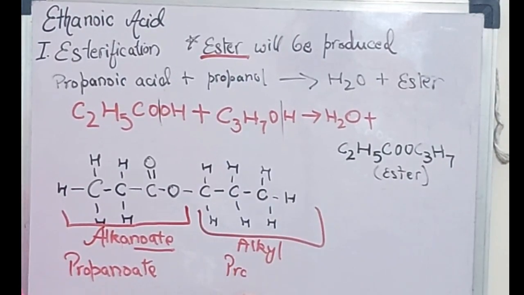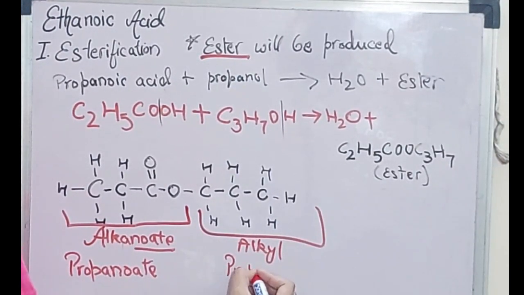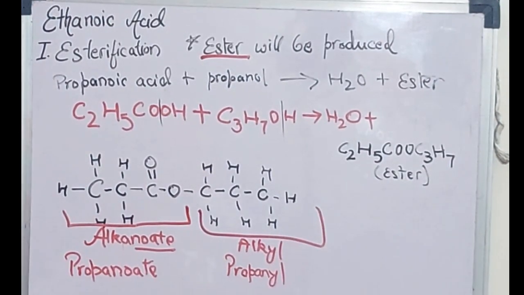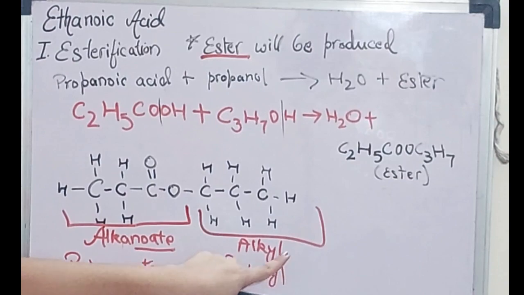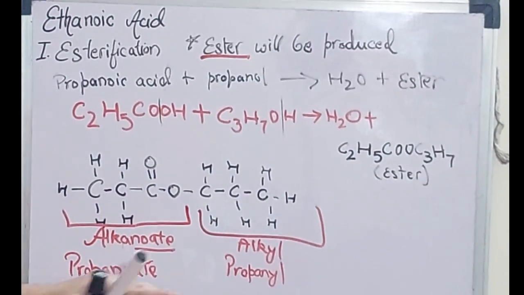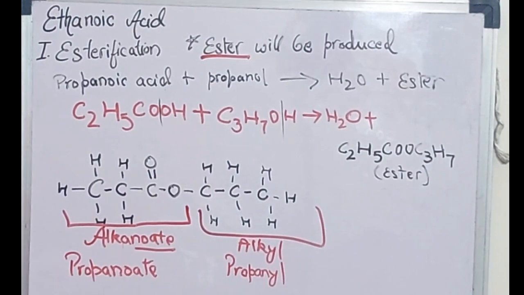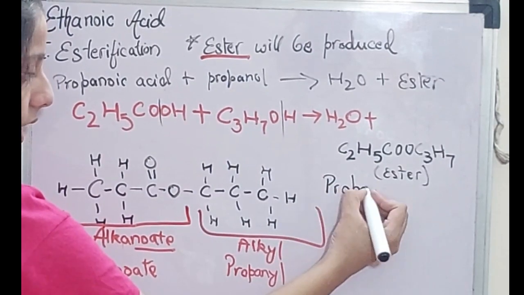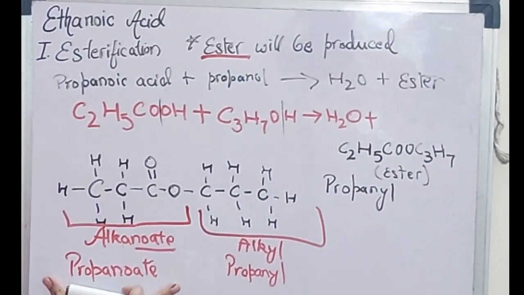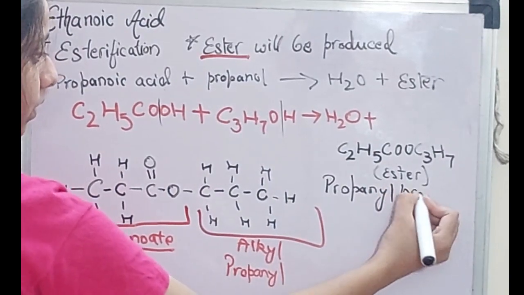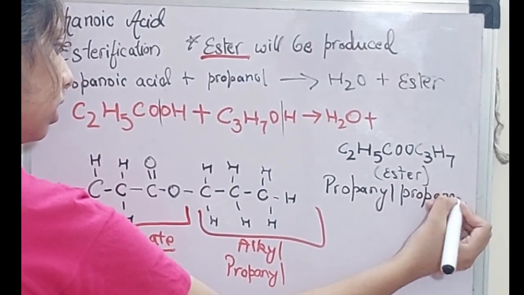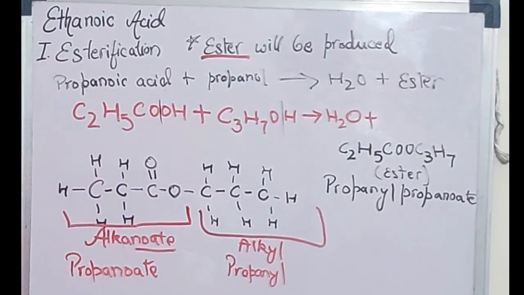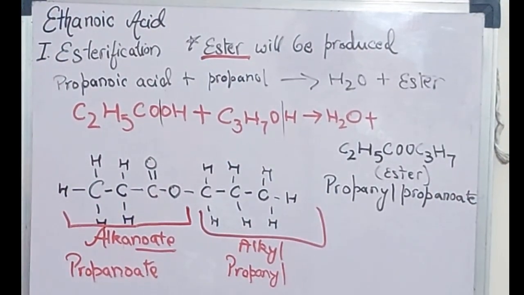Propyl, propenyl, propenyl. I guess this is the correct name. Propyl. Okay. So propanoate and propyl. So now the name of this ester is, first writing it as it is, propyl, and then this propanoate. And this is how the ester is formed.